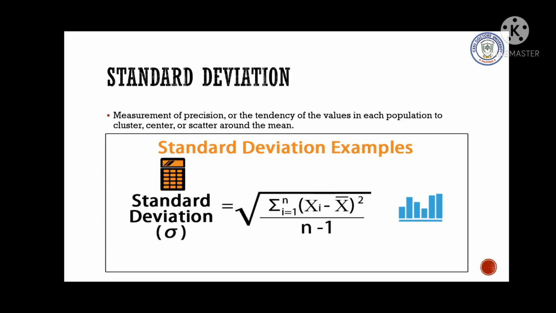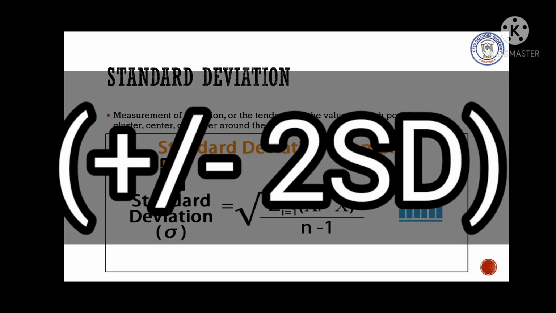Next is the standard deviation. The SD, class, is a measurement of precision or the tendency of the values in each population to cluster, center, or scatter around the mean. A range of 2 standard deviations, plus minus 2 SD, is generally considered the minimal limit for an individual control value to be acceptable because 95% of all legitimate values should be within this range.